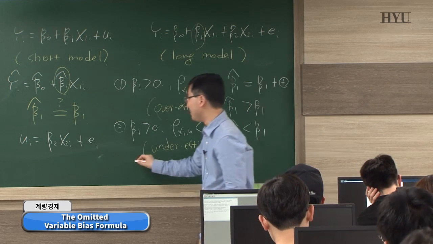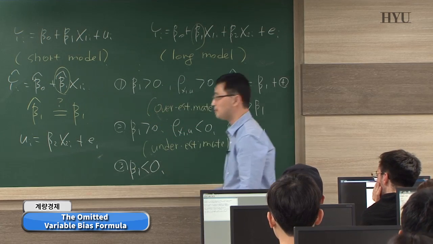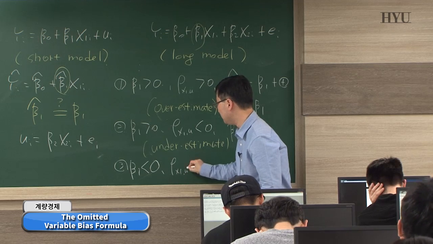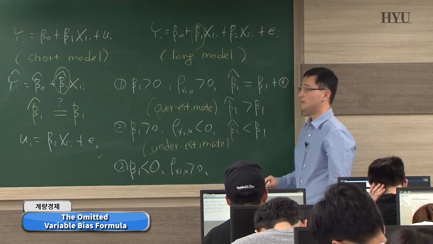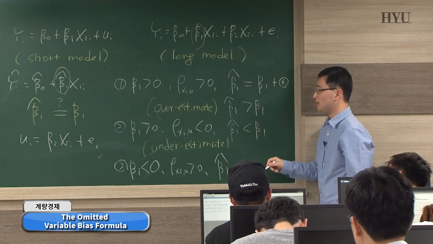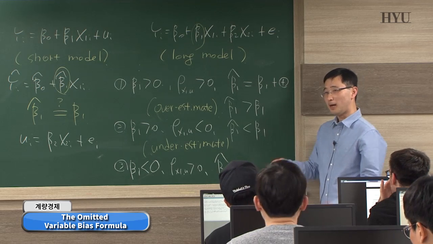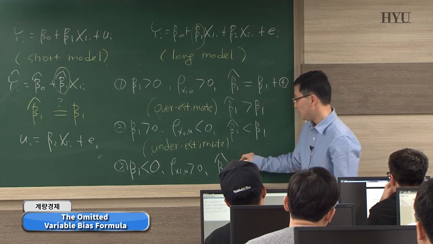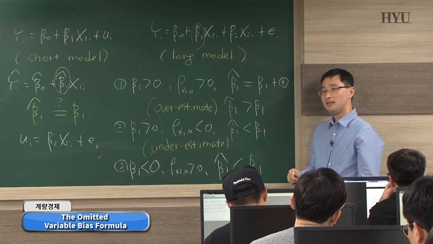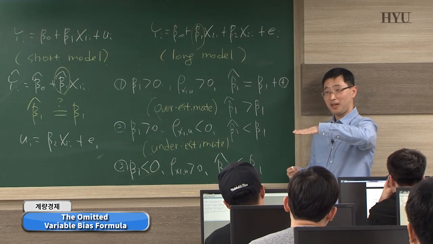Now the tricky thing is when the true effect itself is negative, and suppose that the bias is positive, what's going to happen? Beta 1 hat is equal to the true effect plus some positive number, right? Minus number plus positive number. So it's going to be smaller than the true effect in a negative way.